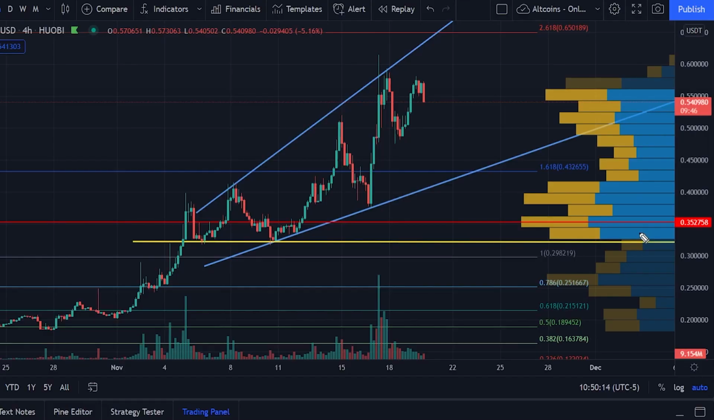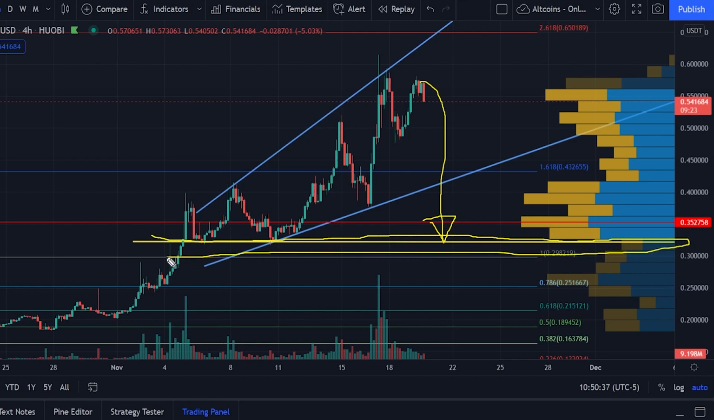Now let's look at the CRO token in the lower time frame. I'll be using the 4-hour chart, and from the 4-hour chart we see that CRO is currently trading in this broadening ascending wedge pattern, right? And this pattern is usually a bearish indicator, and it normally predicts that price will reverse back down to the base of the pattern, right? And the base of the pattern at the moment is sitting at about 32 cents, right?